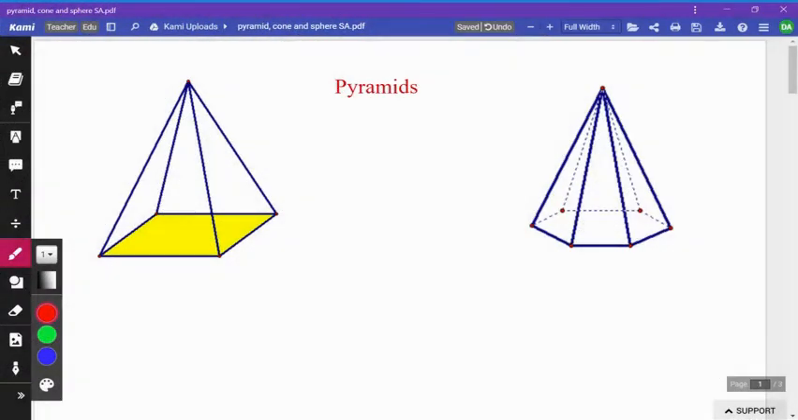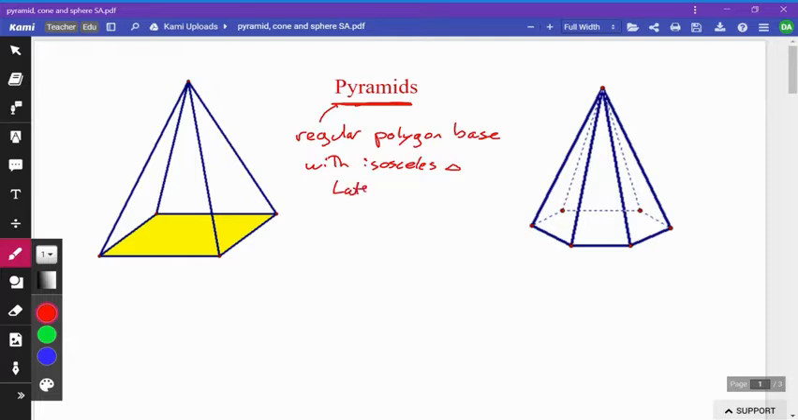Okay, kids, in this video, we're going to talk about pyramids. Now, the definition of pyramid that we're going to go with is we are going to have a regular polygon base with isosceles triangle lateral faces.